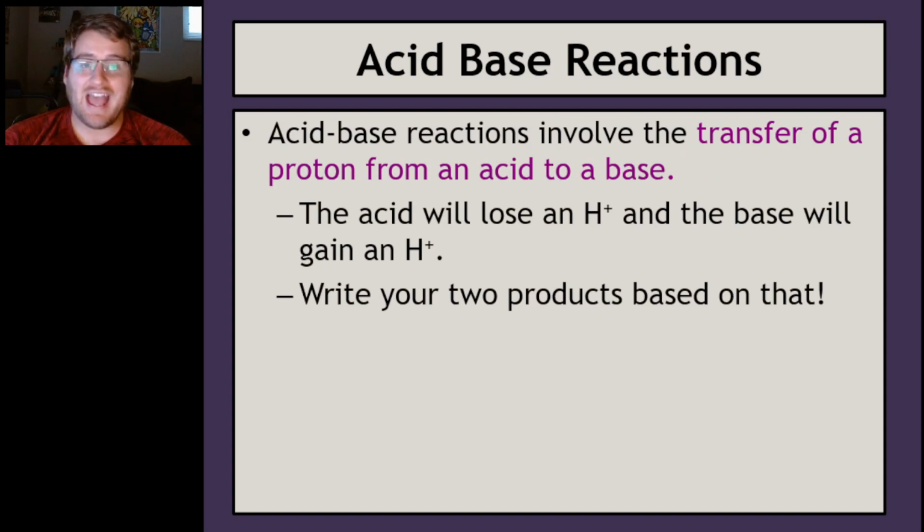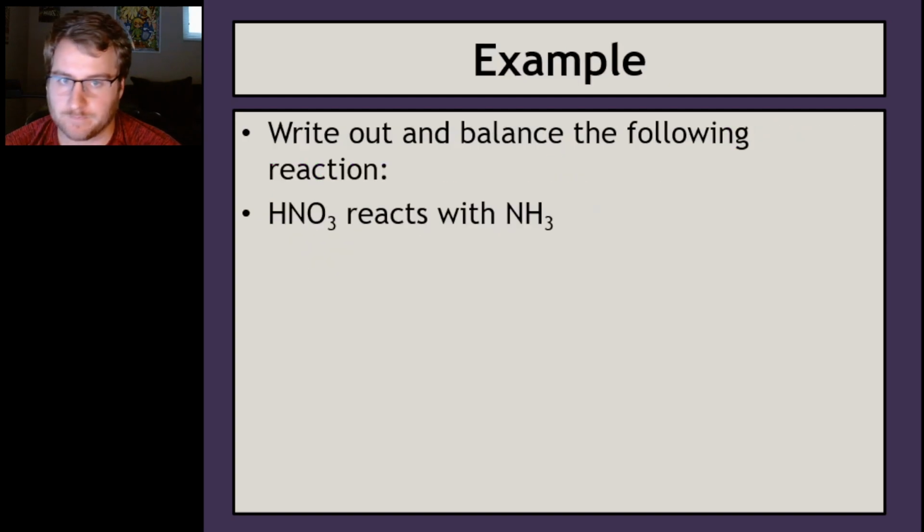Acid and base reactions involve a transfer of a proton, right? You're losing and gaining a proton, or more than one. So redox reactions are about moving an electron. Acid-base reactions are about moving a proton. The acid will lose an H plus, the base gains it. And that will help you write your two products.